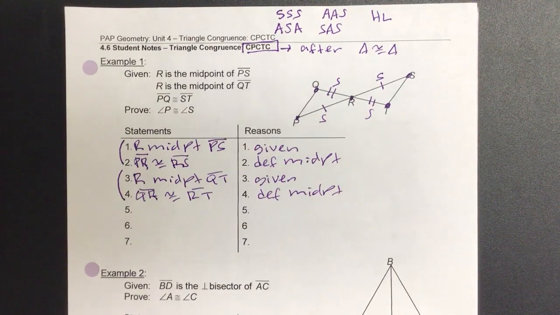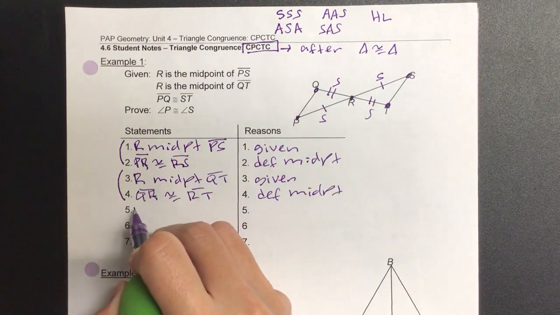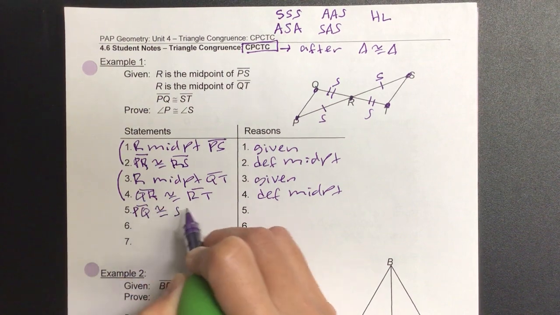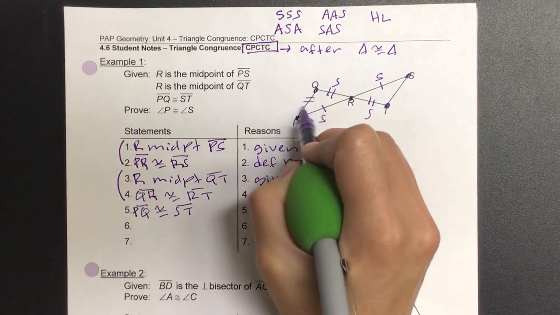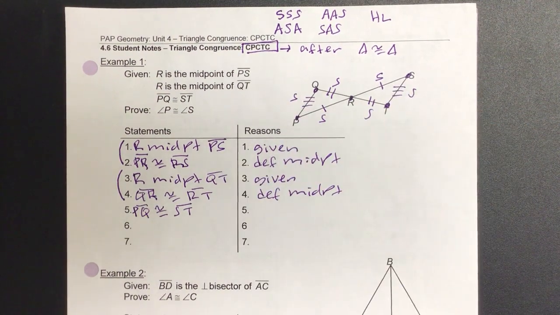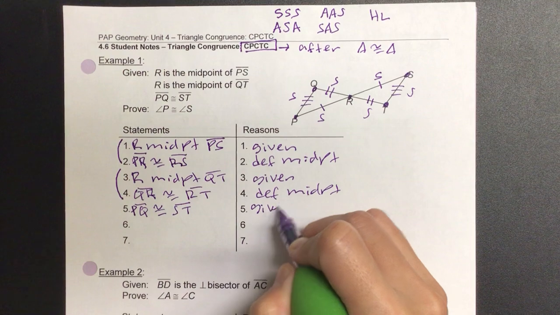Do I have another given? Yes. Which is PQ is congruent to ST. Let's notate that, and also write out S as in side. And that was by the given.